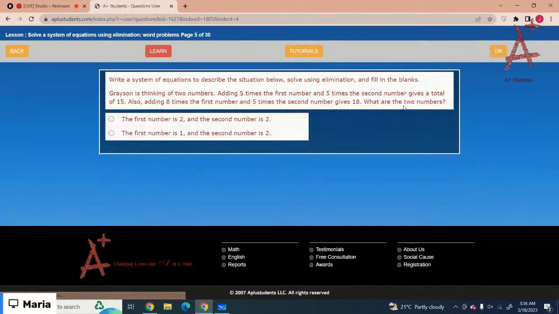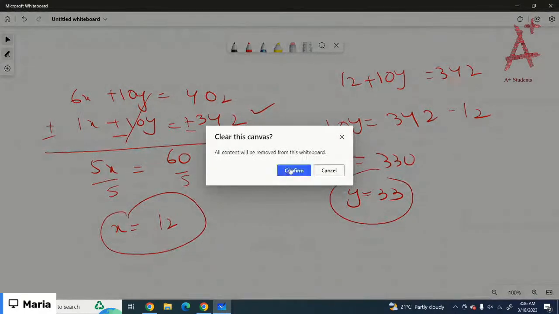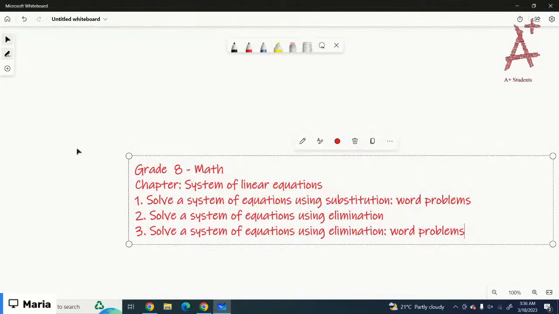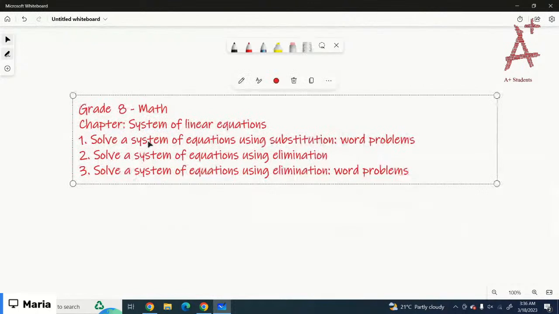Okay, you can complete the test by yourself later today. So we were working on grade 8 maths, and the chapter we're working on is system of linear equations. The lessons we have covered today are solve a system of equations using substitution method word problems, then solve a system of equations using elimination, and the one we just did is solve a system of equations using elimination word problems. So we are left with the final test of the chapter.